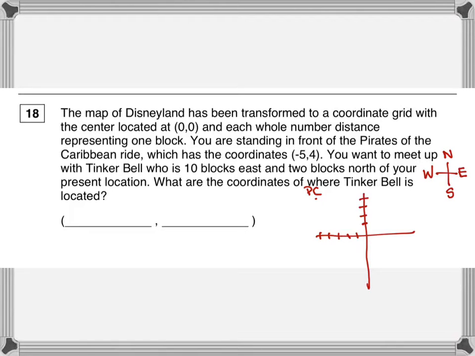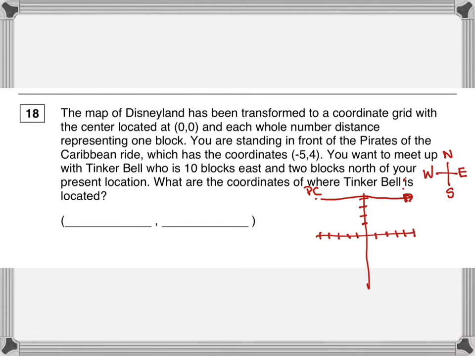You want to meet up with Tinkerbell, who is 10 blocks east. So I'm going 10 this way. So that would be 1, 2, 3, 4, 1, 2, 3, 4, 5, 6, 7, 8, 9, 10. All right, so that would be about there. And 2 blocks north. So I've got to go up 2.